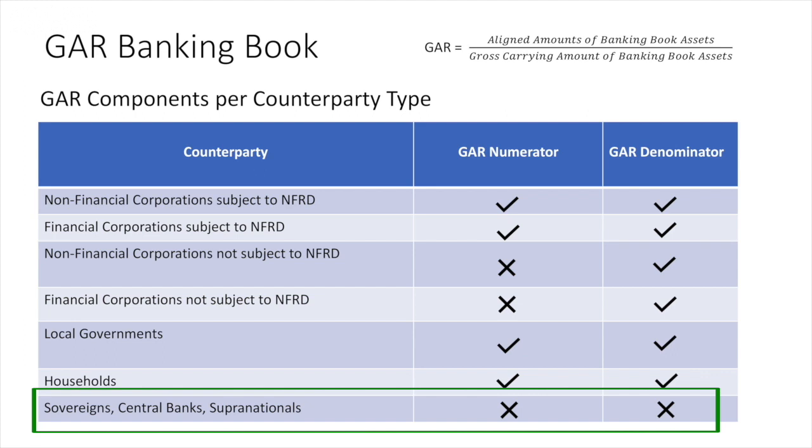Finally, trading book exposures to sovereigns and central banks are completely excluded from the GAR ratio. Sovereigns and central banks are intentionally excluded from taxonomy KPIs due to a lack of an appropriate methodology that could be used to evaluate the environmental sustainability of sovereign entities. As we can see, quite a substantial number of banks' assets are excluded from the GAR calculation.